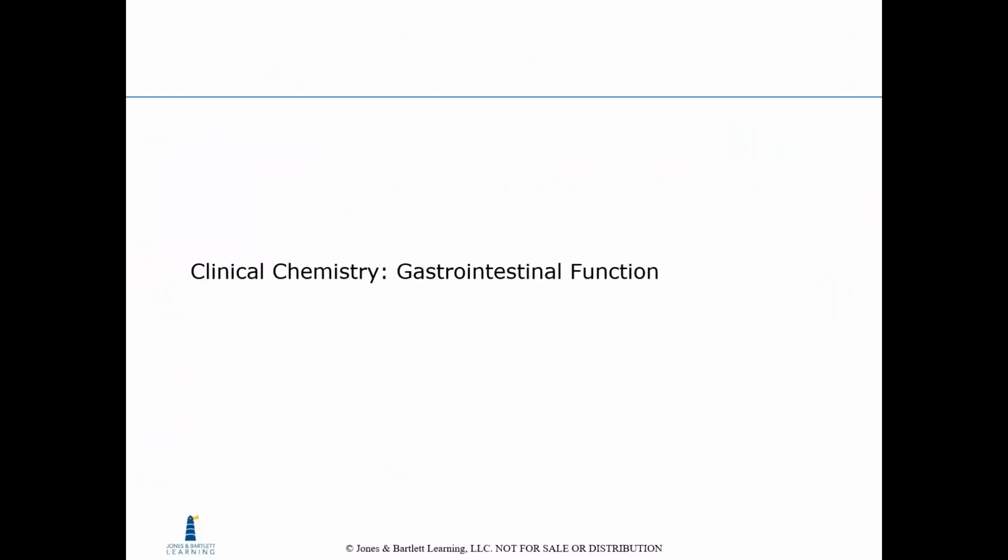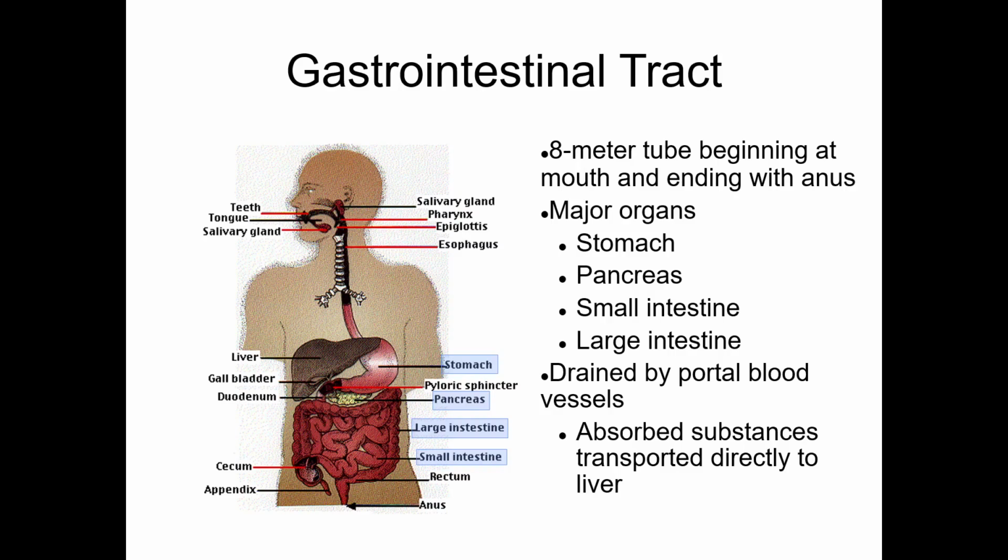Clinical chemistry, gastrointestinal function. The gastrointestinal tract is an 8-meter tube that begins at the mouth and ends with the anus. Several organs are identified here.